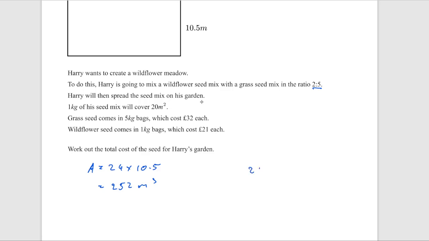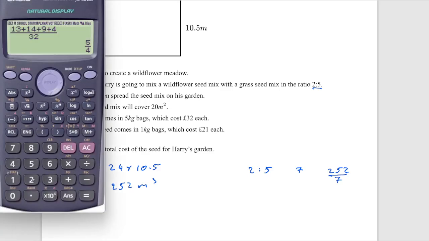So I'm going to go 2 to 5, and that gives me a total of 7 parts. So I need to split 252 into 7 parts. So 252 divided by 7 gives me 36. So each part is going to be worth 36.